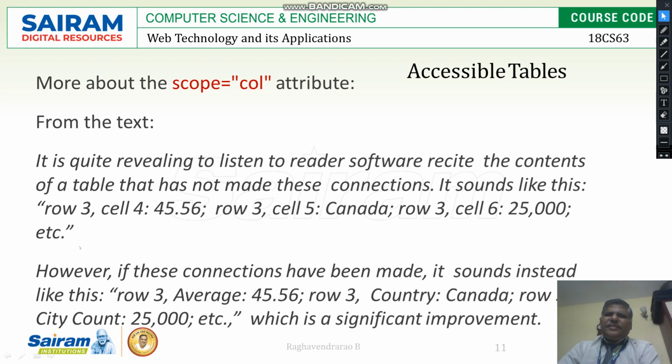Like this it goes. If you use this particular connection, row 3 average, the cell name gets displayed there. That is the difference: the cell name gets displayed. That is the advantage of scope column. Okay, fine.